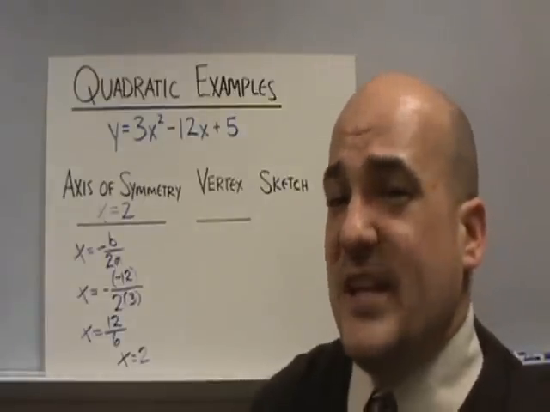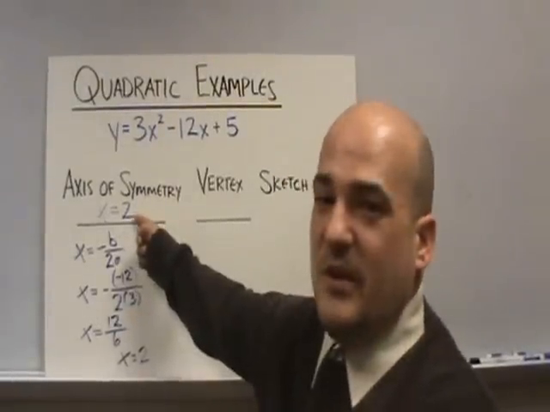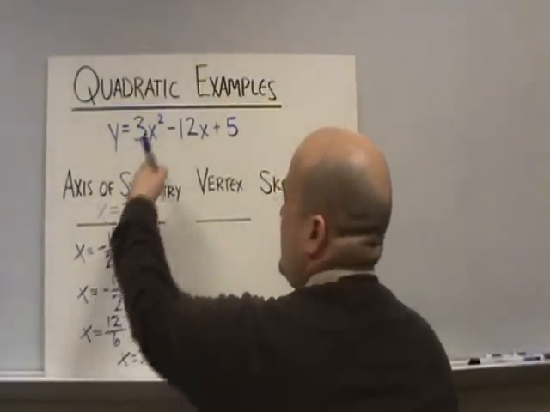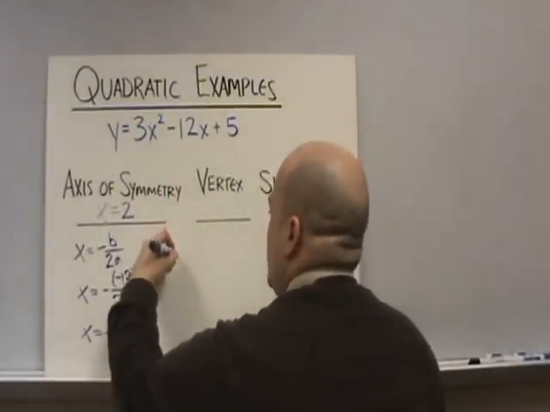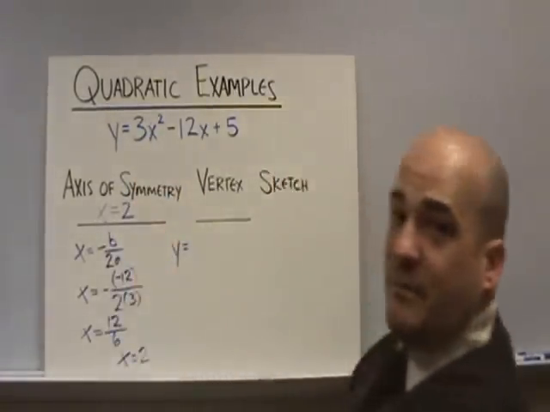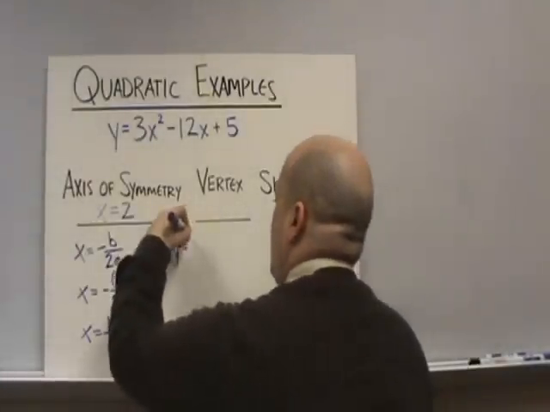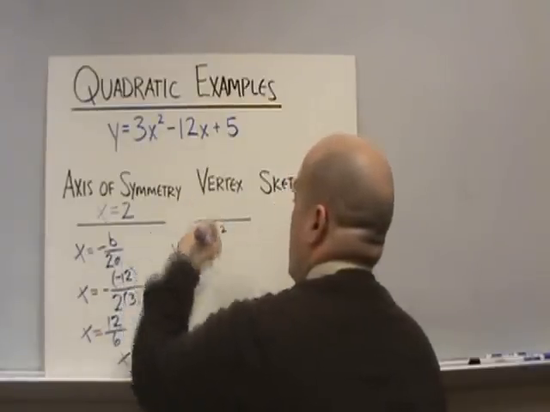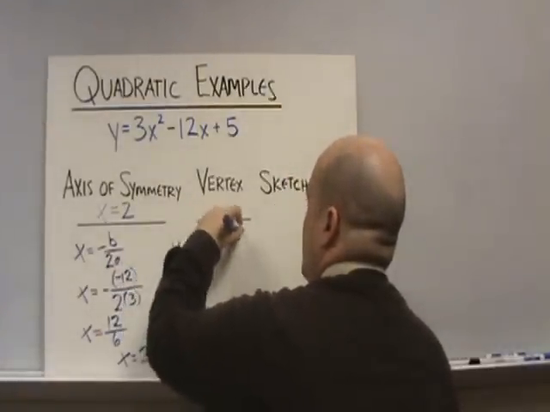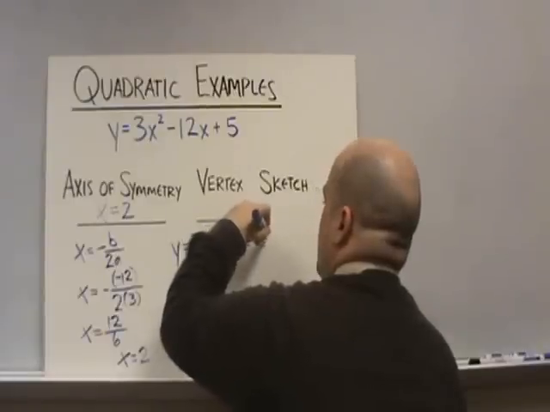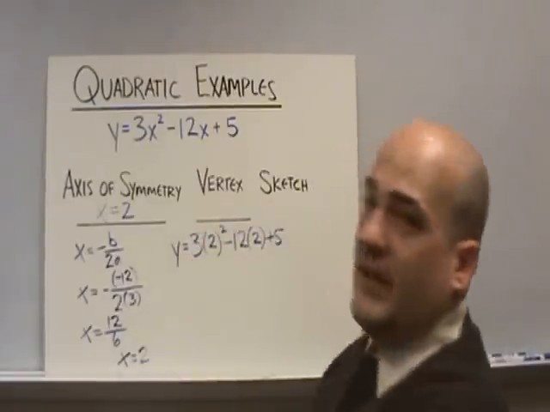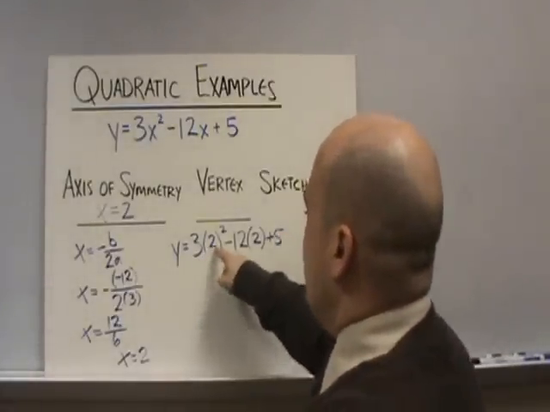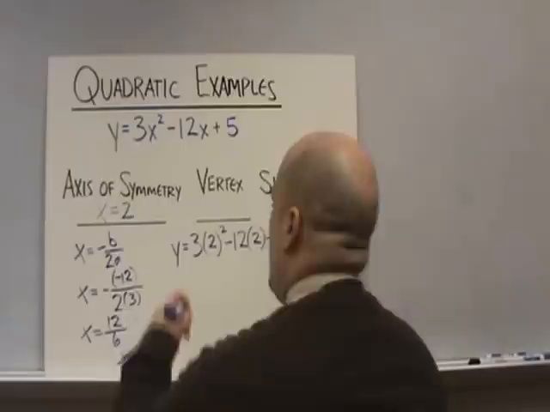Now it's time to find the vertex. We know the x value must be 2. We just have to find the y value. So we substitute that 2 into our quadratic equation to solve for y. So we get y equals 3 times 2 squared minus 12 times 2 plus 5. Now we can just simplify and solve this for y. We have to do the exponent first, so 2 squared is 4.